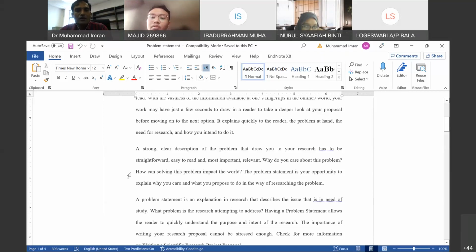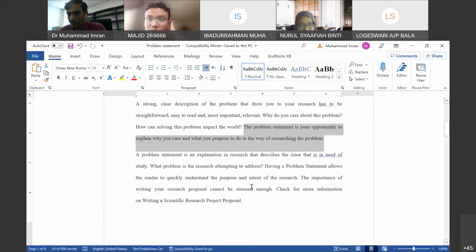Anyway, how can solving this problem impact the world? Our research solution is not only giving us a benefit, but this benefit can be given to the whole world as well. Maybe the community can also benefit from our research results. The problem statement is your opportunity to explain why you care and what you propose to do, the way of researching the problem. I already discussed why we are going to conduct the research.